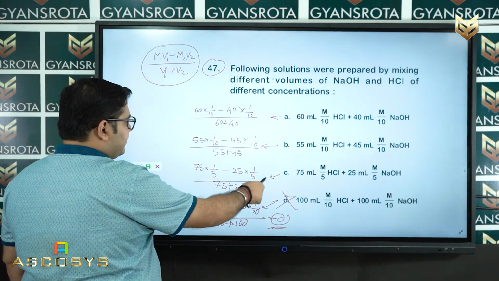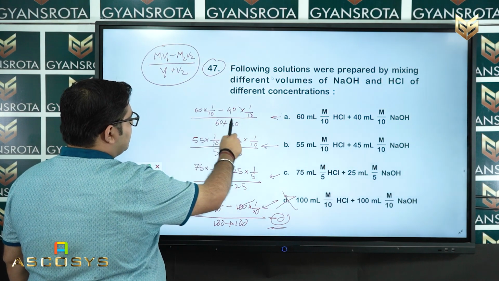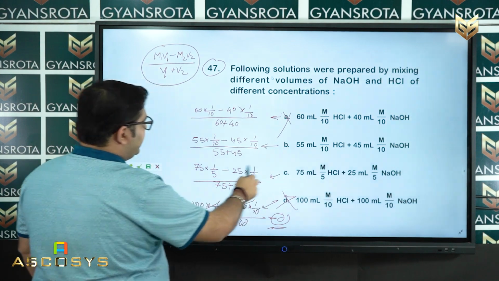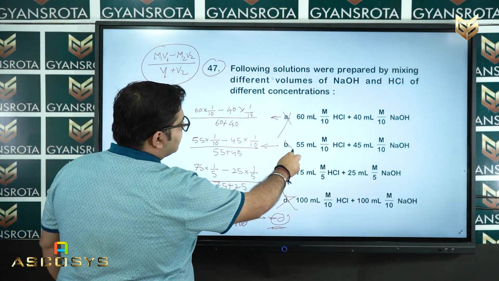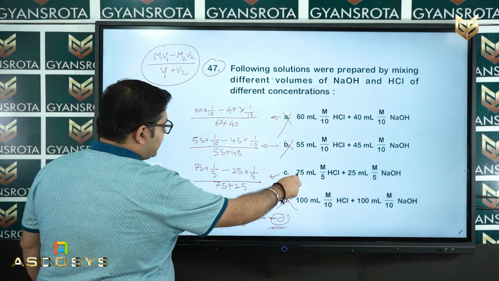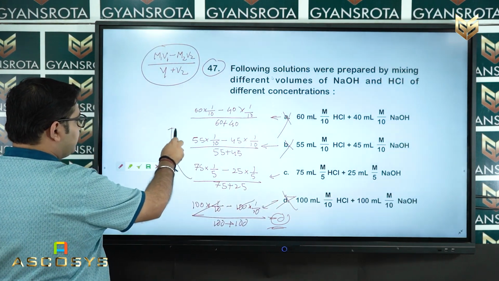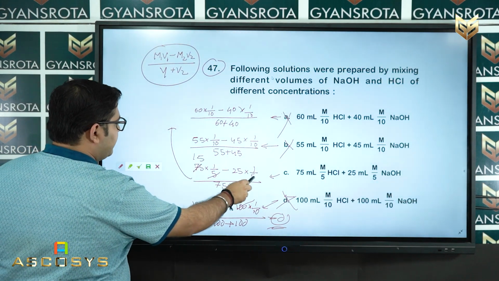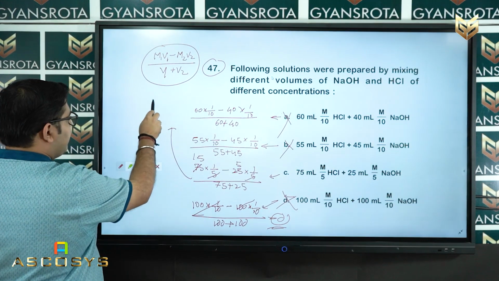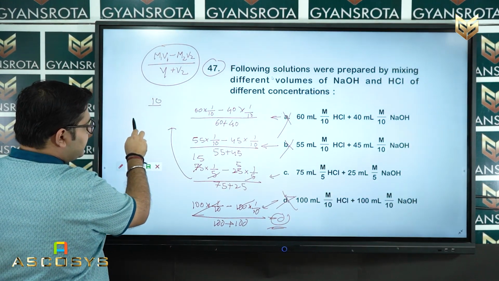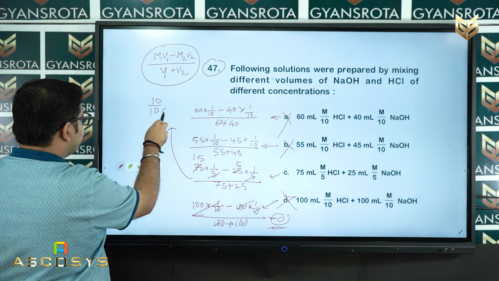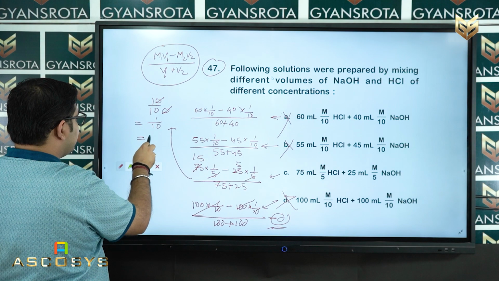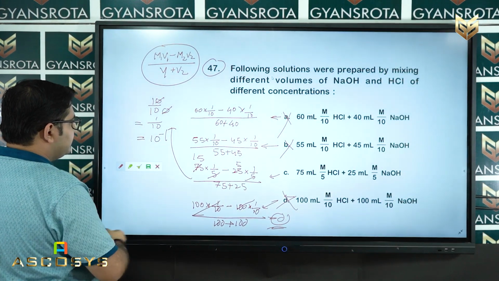Now, for the other remaining options, here also the pH will not come as 1. Option B also will not come as 1. Now, if you see option number C and I solve this part, what will come? Here it will become 15 and here it will come as 5. Above we get 10 by 100, and solving this we get 1 by 10. 1 by 10 is nothing but 10 to the power minus 1.